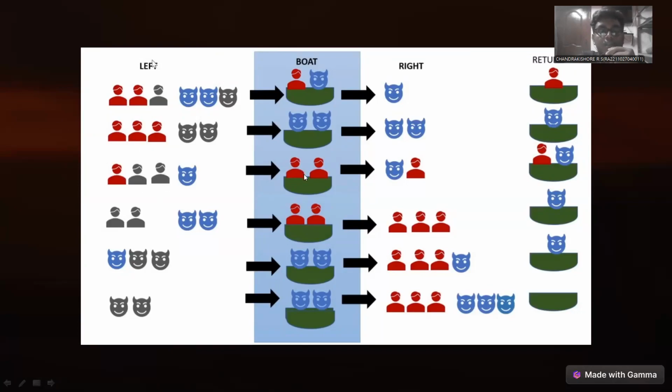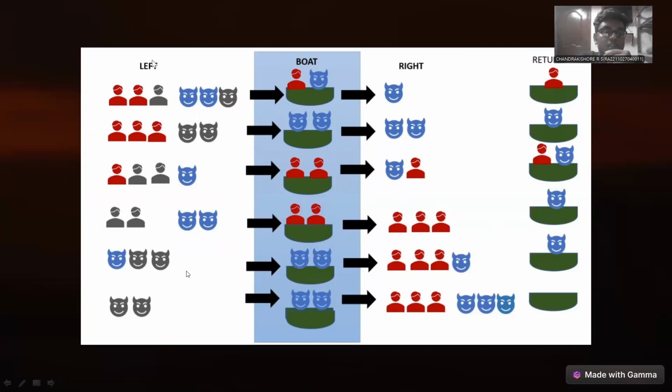Two missionaries can travel in the boat, one stays on the right side and one returns to the left side of the boat, and again it carries two missionaries. Two missionaries and cannibals on the left hand side. So here three are there.